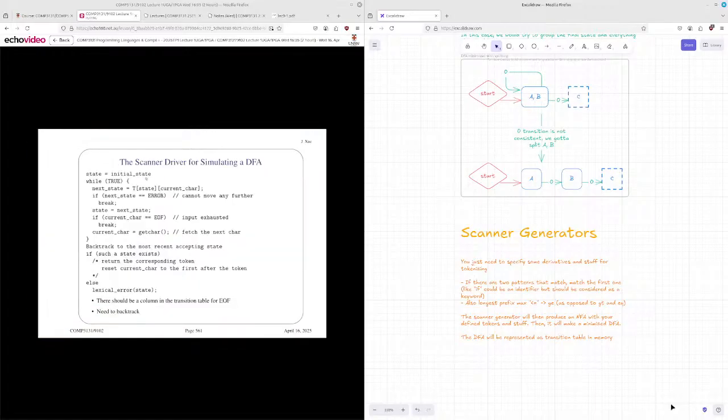Okay? So if you look at the algorithm, that's what it says. Start from the start state, keep making transitions until you see a blank space, then you quit from the loop. Then you backtrack to the most recent accepting state. That's the one you should accept, then done. That is how we call it again. I'll come back to this in a bit.